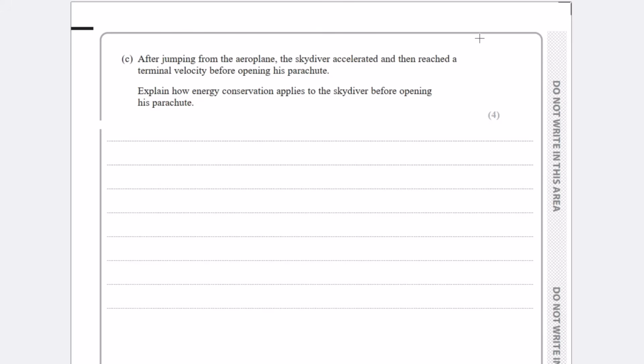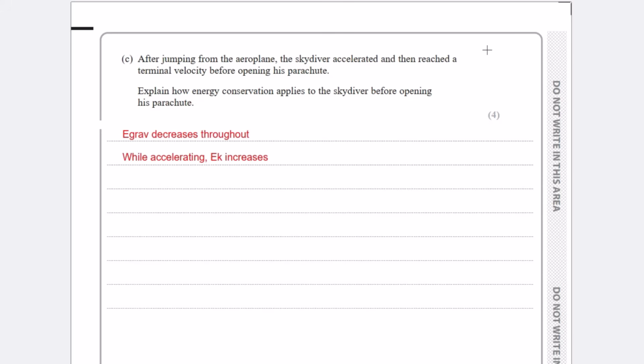Second last part of the question. The question says, after jumping from the aeroplane, the skydiver accelerated and then reached the terminal velocity before opening the parachute. Explain how energy conservation applies to the skydiver before opening his parachute. Okay, so as the skydiver accelerates, his velocity increases. And as the velocity increases, the kinetic energy should also increase. But as he falls, the gravitational potential energy decreases all the way through.